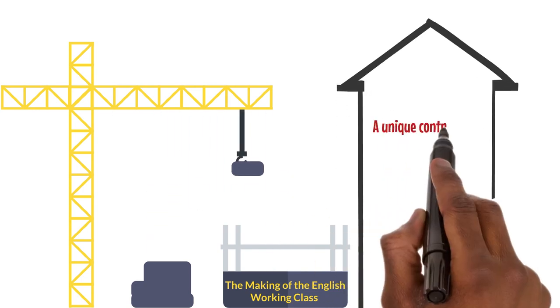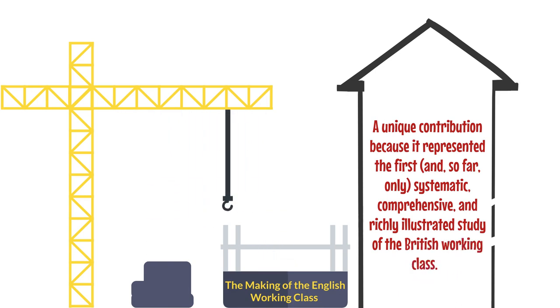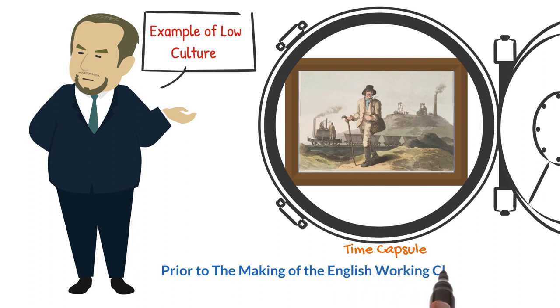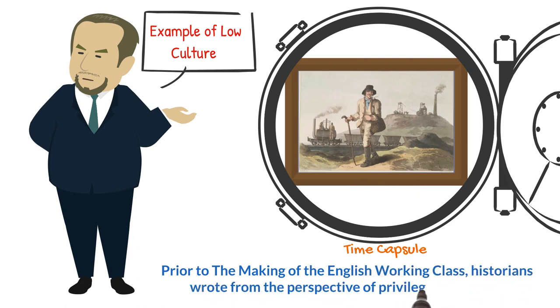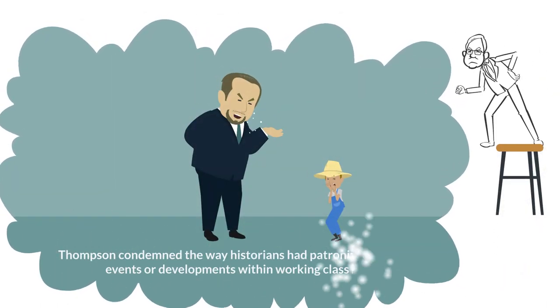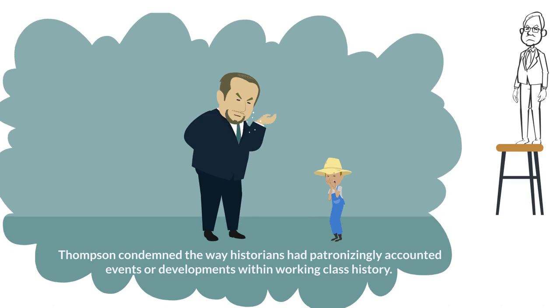The Making of the English Working Class was a unique contribution because it represented the first and so far only systematic, comprehensive, and richly illustrated study of the British working class. Prior to it, and continuing to the current day, sometimes consciously and sometimes not, historians wrote from the perspective of privilege and power, with all of the attendant biases and condescension that is inherent in such positioning. Thompson condemned the way historians had patronizingly accounted events or developments within working class history.